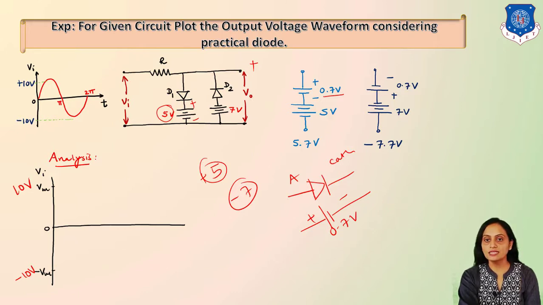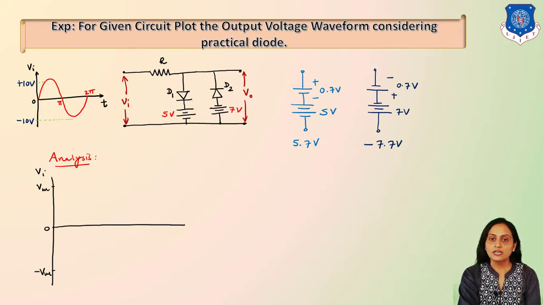So we have plus minus and then 5 volt battery plus minus. So plus minus, so total it will be 5.7 volt. And for this particular branch, when we calculate the reference voltage, then in place of D2 we have to keep the battery of 0.7 volt.